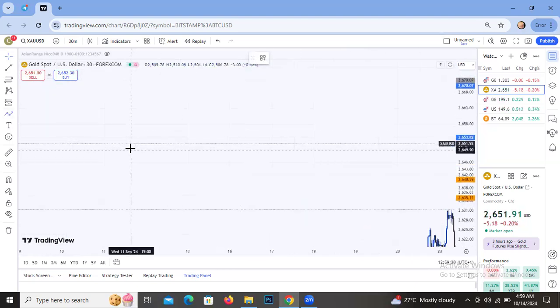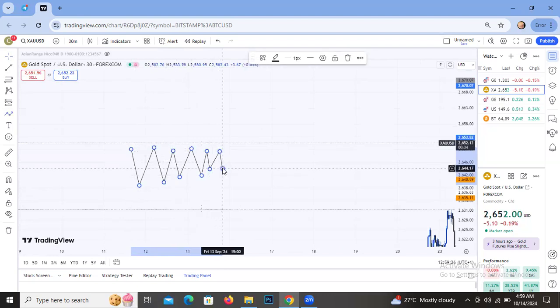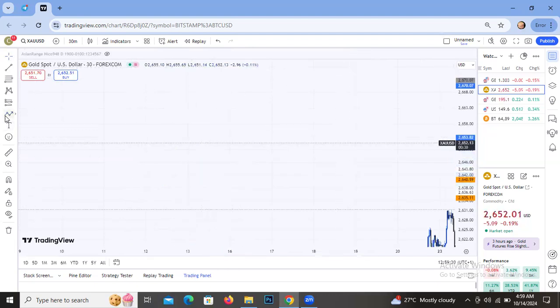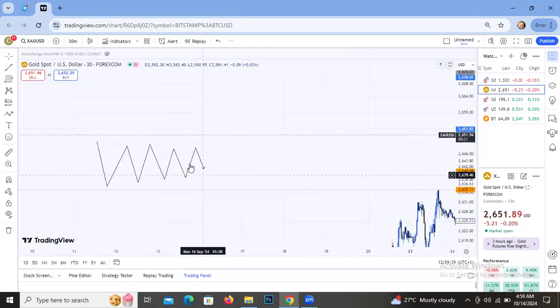When market keeps ranging up and down without breaking a structure, it is a ranging market. Now you have to stay away from this ranging market, because a ranging market doesn't give you a clear direction on the market. So it's risky to trade a consolidating market.